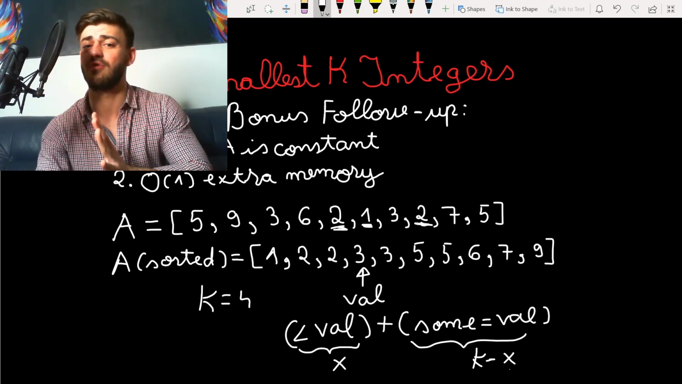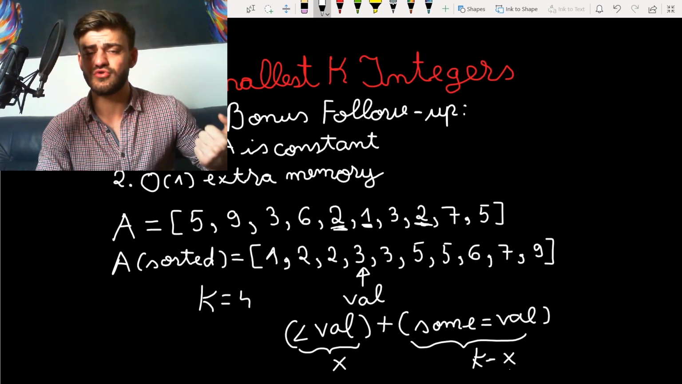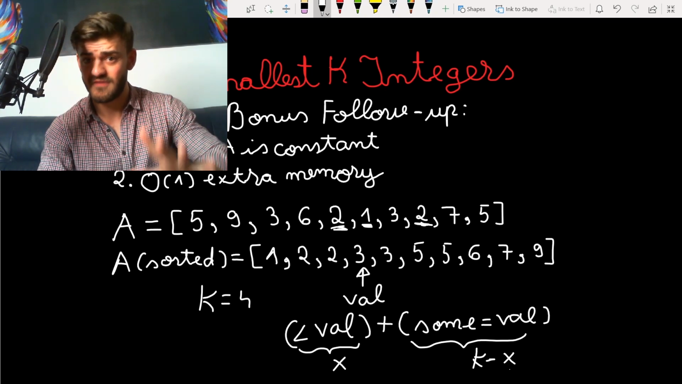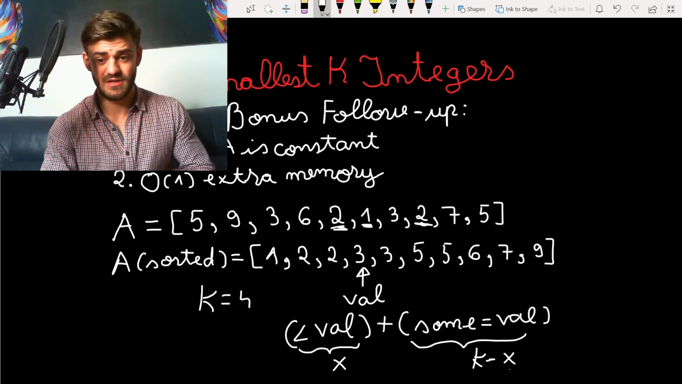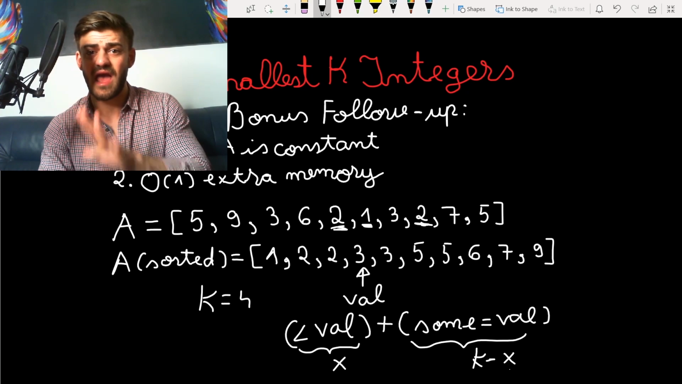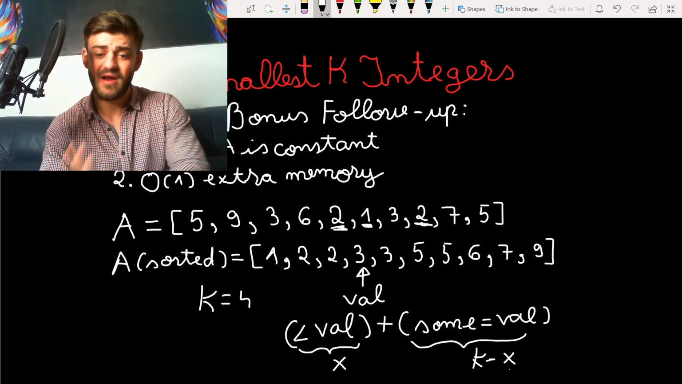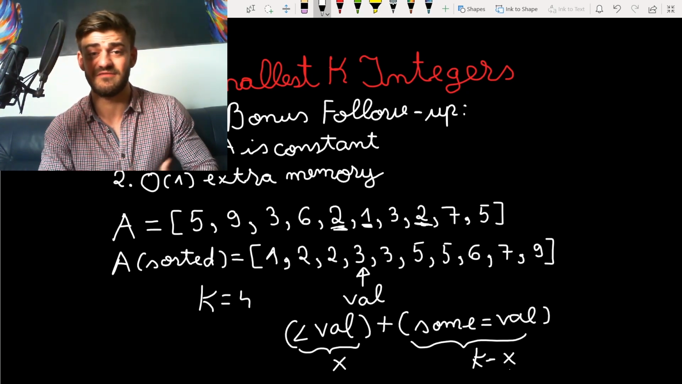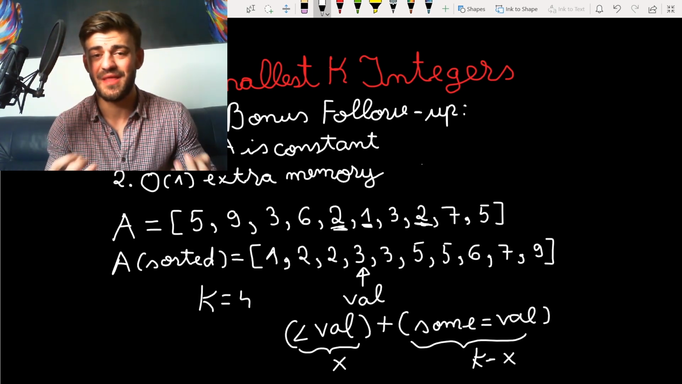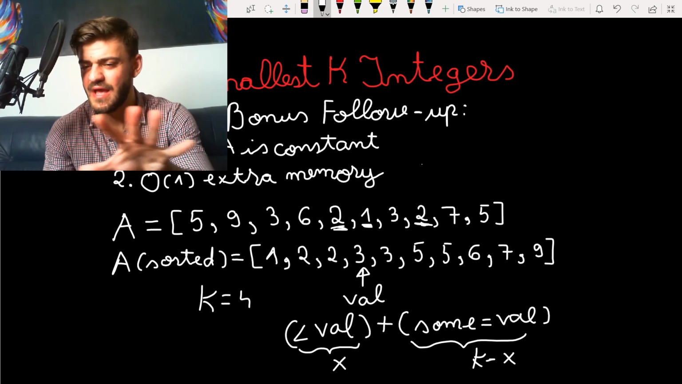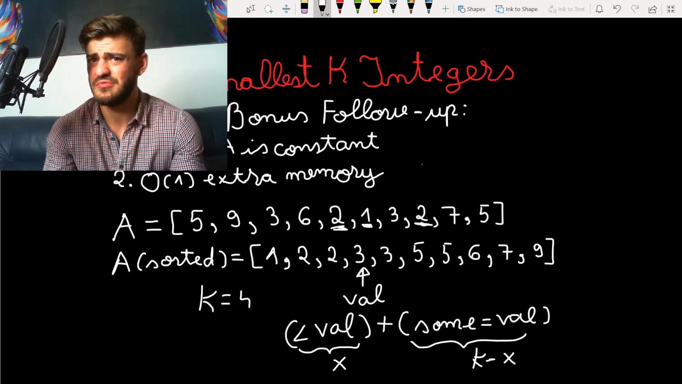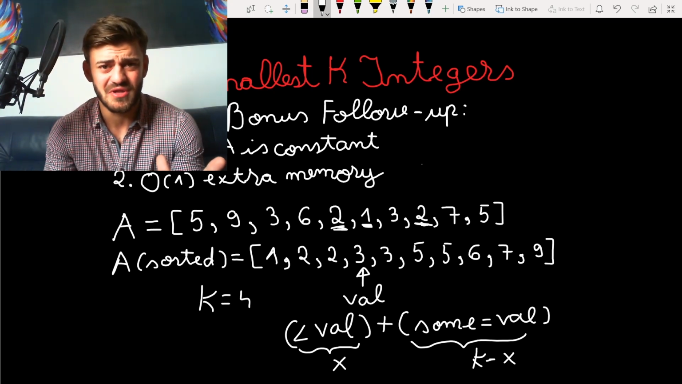Because we will iterate through our array, we will take into our solution all the elements which are strictly less than val, and we will take into our solution k minus x elements equal to val, where x is the number of elements strictly less than val in our array. And how to find val? Well, we definitely have a brute force approach for this, because val is going to be a value from this array. So we can try out, why not, each value in the array.